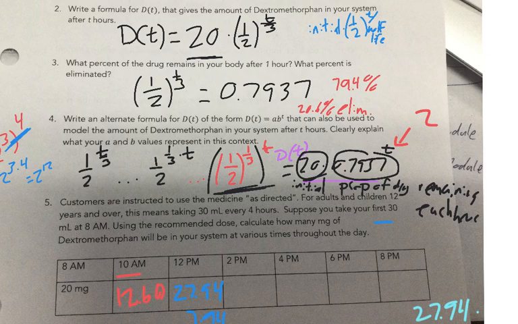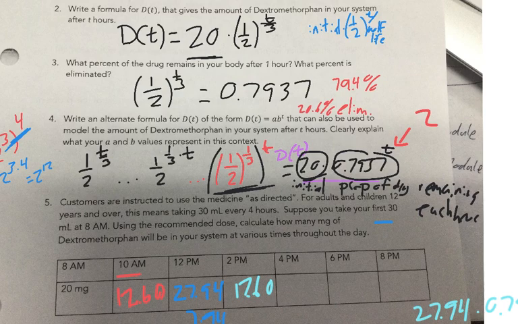And I'm going to multiply that by 0.7937, and it's been 2 hours since then. So I'm going to raise it to the second power again. I'm starting over because I have a new initial amount. So if I do that, I should get 17.60.